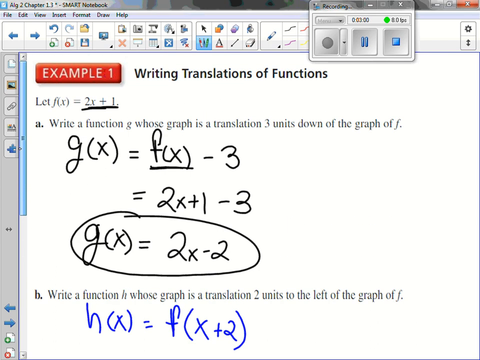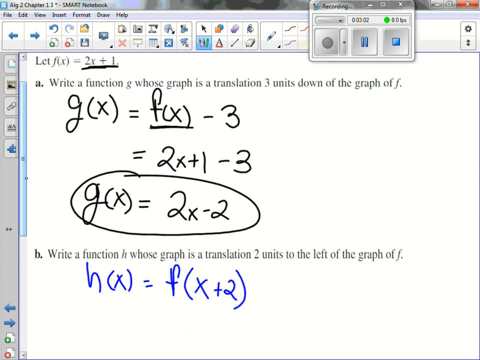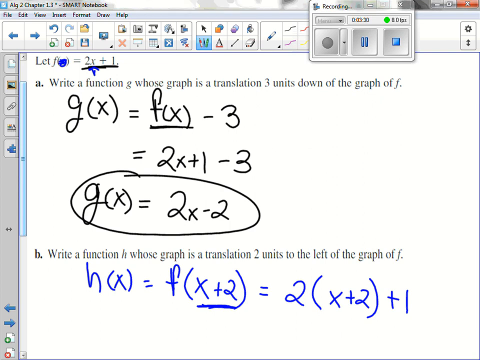We have this here. Now our function is 2x plus 1, but we don't have x anymore. F of x equals 2x plus 1. We don't have x anymore. We have what? X plus 2. So anywhere there's an x, we're going to replace it with x plus 2. So we have 2 parentheses. We don't have an x anymore. We have x plus 2, and then we have plus 1. So we've replaced x with x plus 2 because we're moving it 2 units to the left.